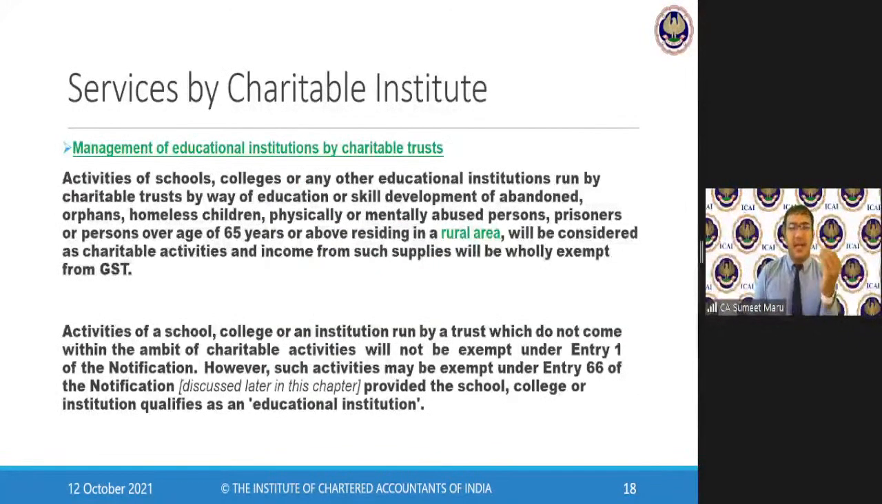Okay, next. Now there are certain questions, or you can say certain cases, which we'll discuss. Management of education institution by charitable trust.